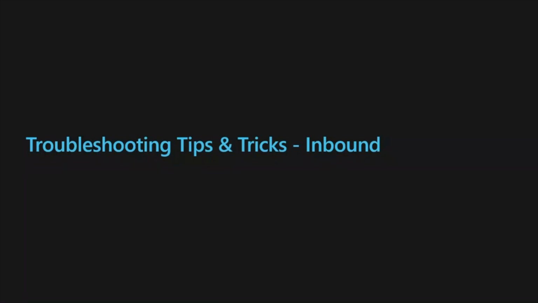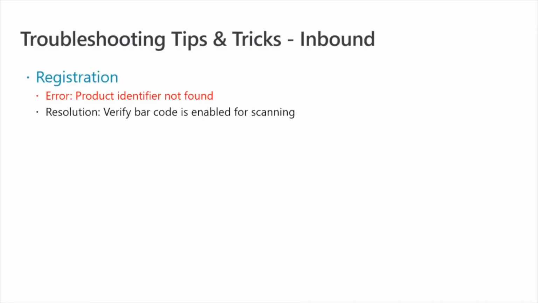So our troubleshooting tips and tricks for these 5 inbound issues and errors include that error for registration, where it may say that the product identifier is not found. The resolution would be to first check that the barcode that you are trying to scan, the vendor's barcode, is in Dynamics 365 and that it is enabled for scanning. Otherwise, the warehouse mobile application will not recognize it.